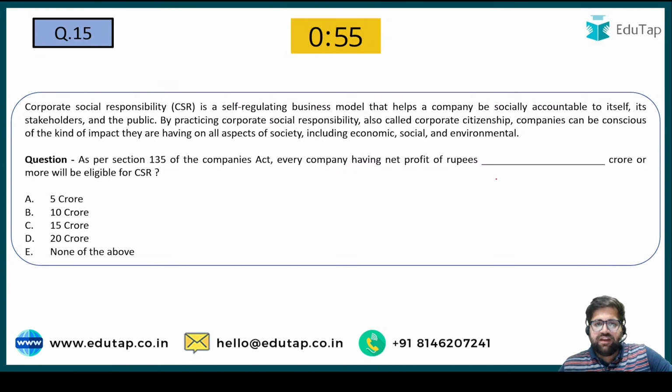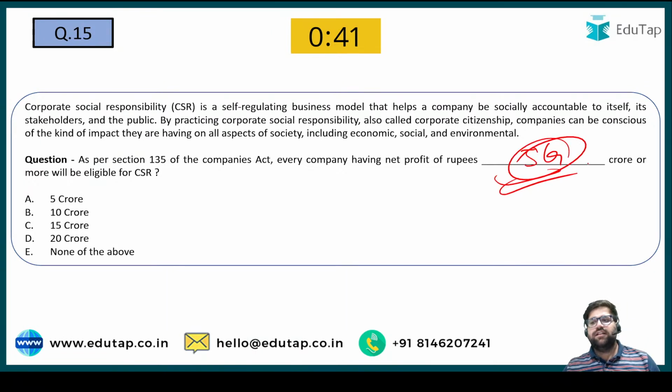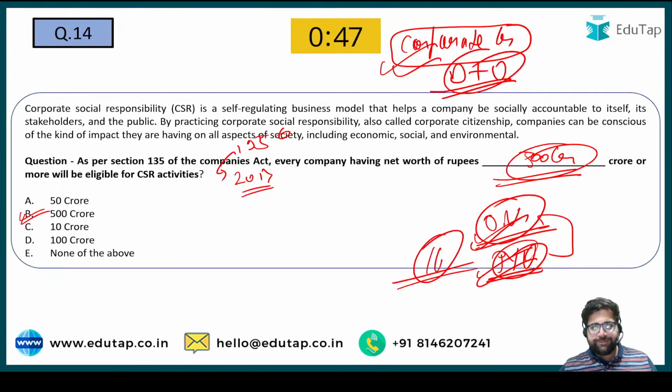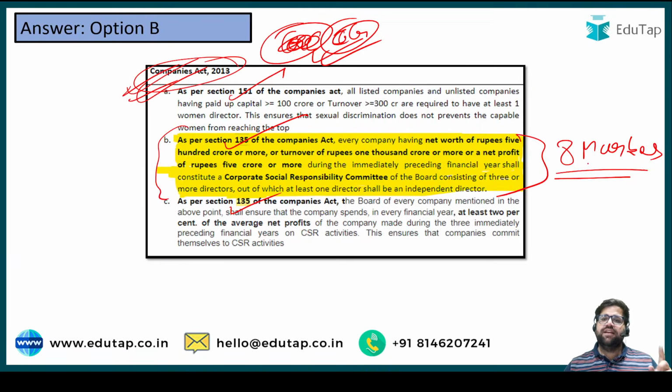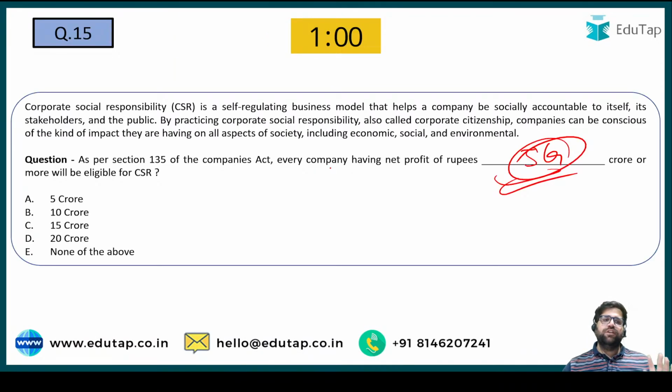As per section 135, every company which has a net profit of rupees dash crore or more will be eligible for doing CSR. Here you should understand that it's 5 crore. So there are 3 different conditions. The first is regarding the overall net profit, which is generally 5 crore. Then you go towards the net worth, and there is also one condition regarding the turnover. The turnover should be 1000 crore or more. These are very important conditions which you should remember for CSR.